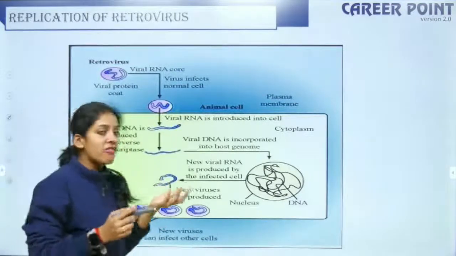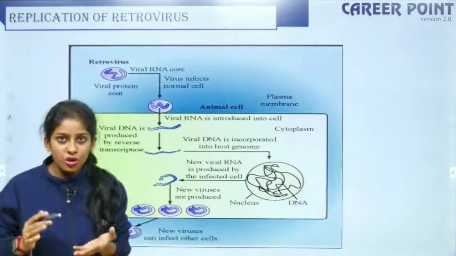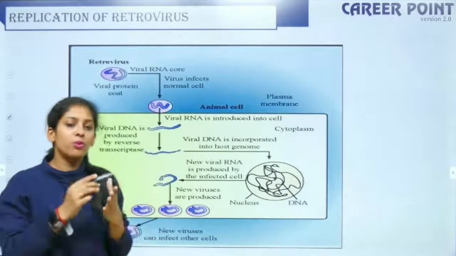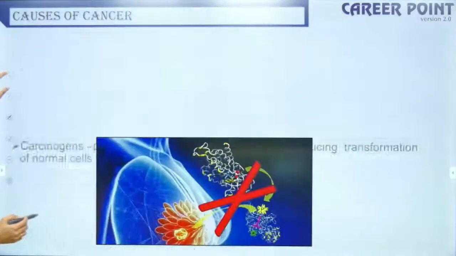So your HIV belongs to a family called retrovirus. So retrovirus is the entire family which is an enveloped virus, okay? So it actually attacks your macrophages and then it kills your T helper cells.